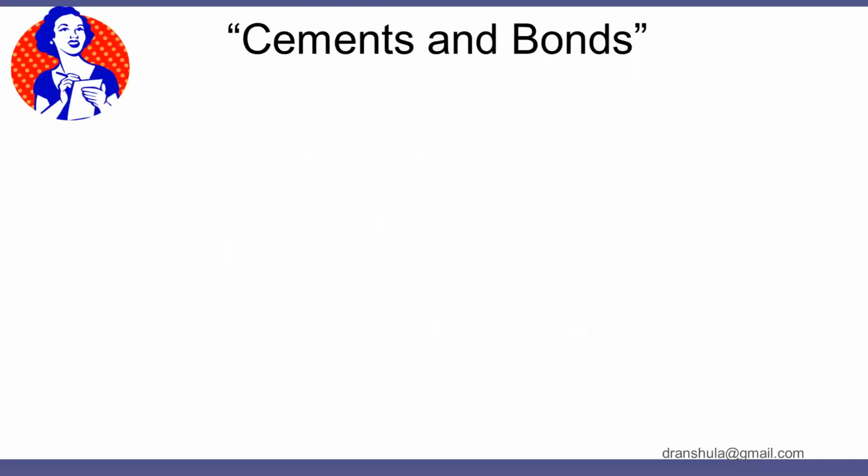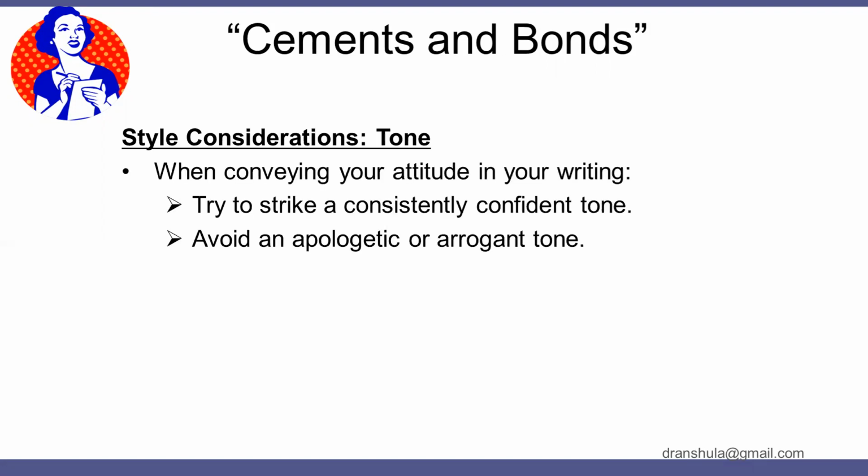So now, ending with the subsections, I would like to mention certain cements and bonds which will result in continuity or will give new aspect to your manuscript writing. The first one being style considerations. In academic research writing, the tone of your language is very important. So when conveying your attitude in your writing, try to strike a consistently confident tone. Avoid an apologetic or arrogant tone in your writing.